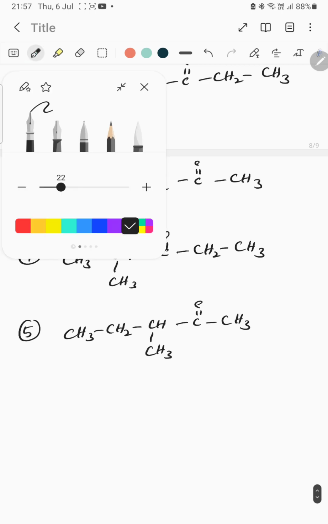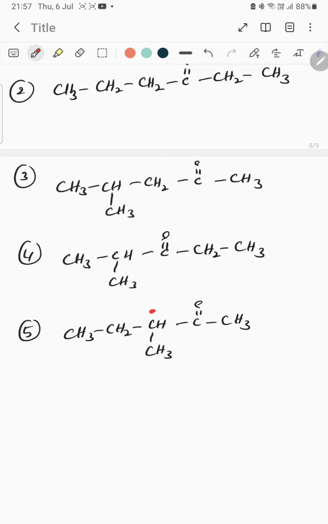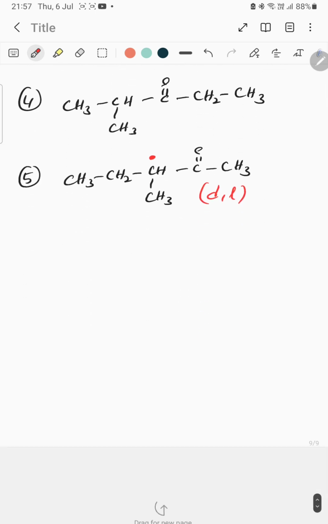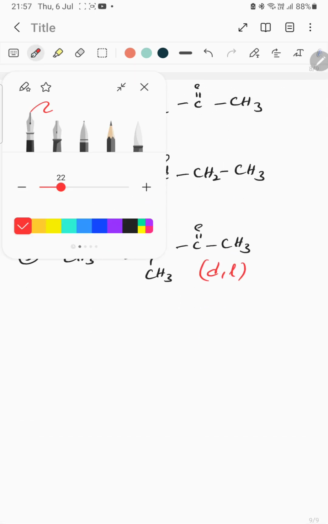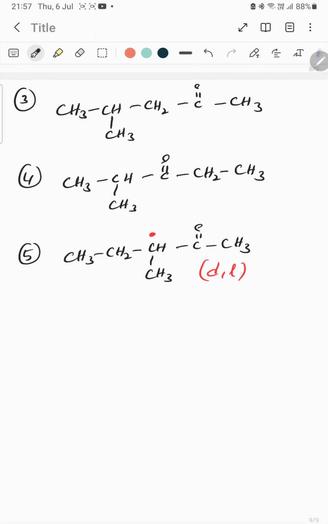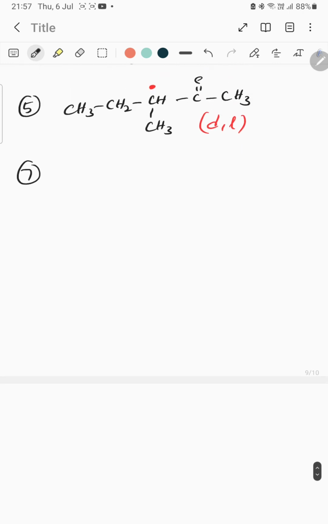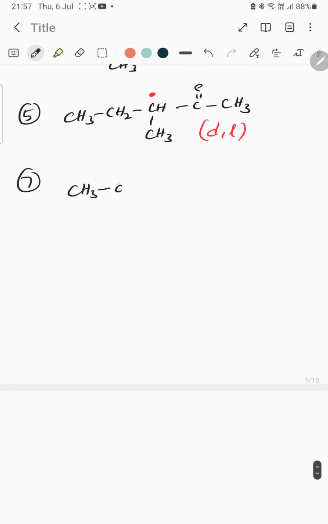Once observe it. Here, this carbon is the chiral carbon. If the chiral carbon is present, automatically it has the 2 forms D and L. So the fifth one is considered as 2 members. 5 and 6 is closed. So next, seventh. The seventh one is CH3, C double bond O, C, CH3, CH3, CH3. Total we have 7 possibilities. So answer is 7.